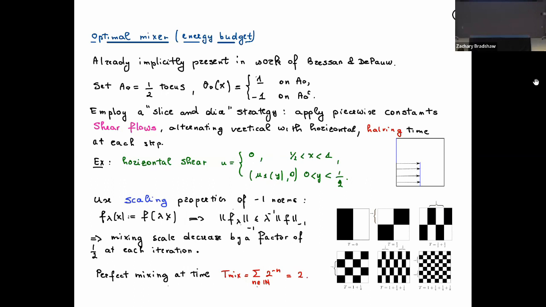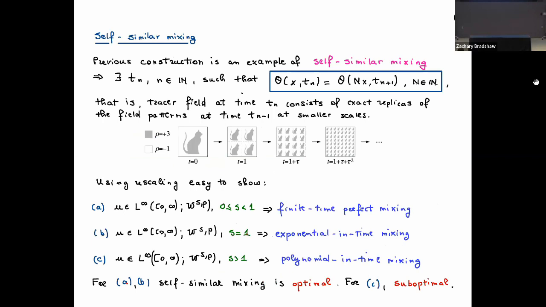This is perfect mixing in finite time, but of course for one configuration. Okay, and I will claim later on that in fact, in some sense, this is optimal under this constraint. Okay, so this is an example of what I call self-similar mixing. So let me explain more generally what we mean by this.